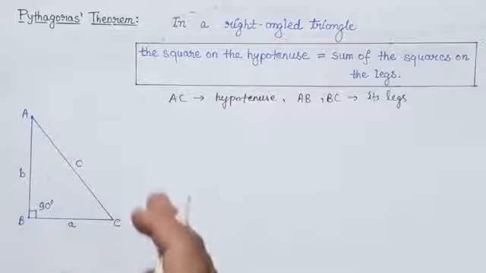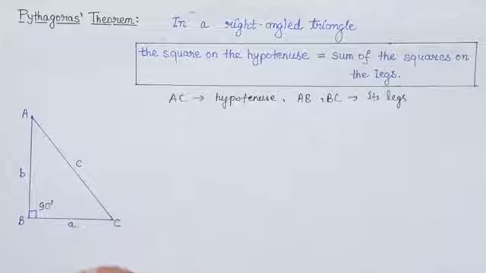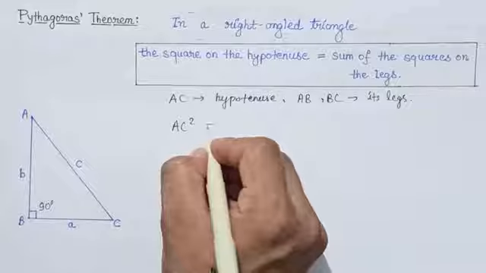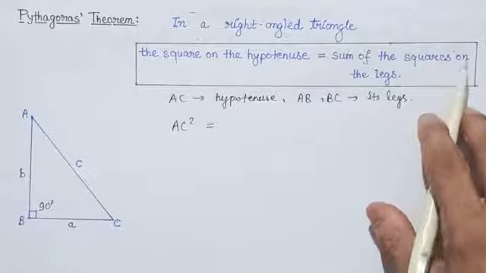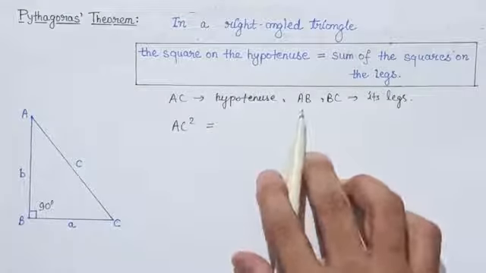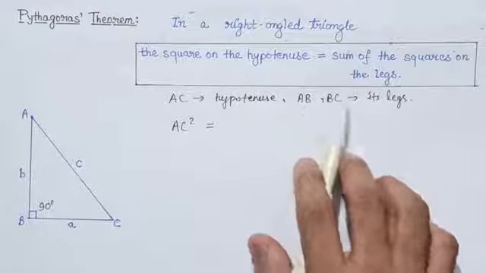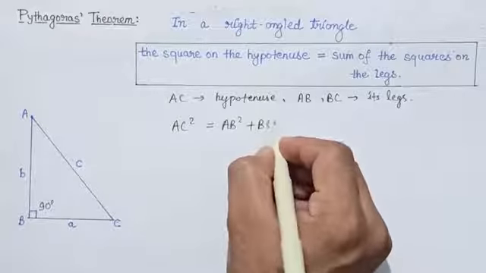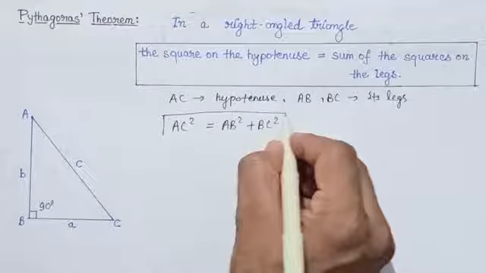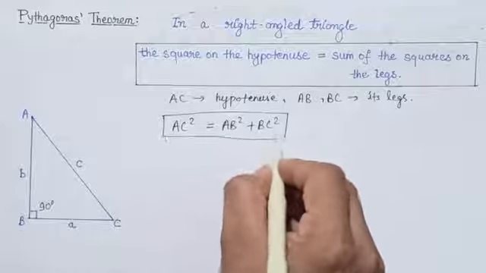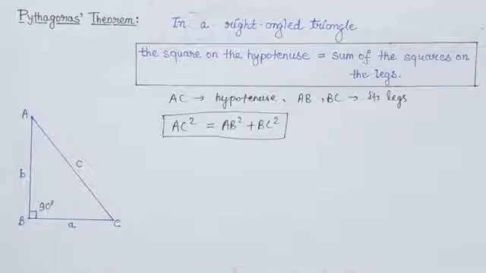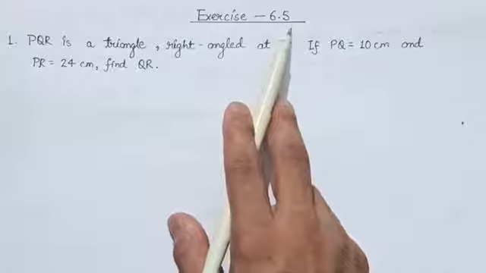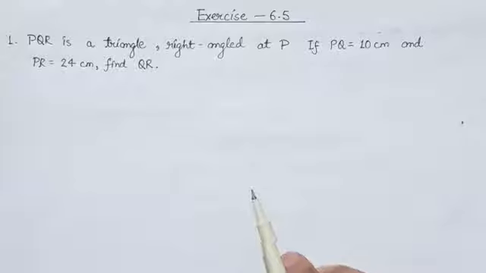According to Pythagoras theorem, we can write in this triangle hypotenuse square, that is AC square, is equal to the sum of the squares on the legs, that is AB square plus BC square. So this is the Pythagoras theorem which is applicable for a right angle triangle. Now students, we will solve exercise 6.5 which is based on Pythagoras theorem.